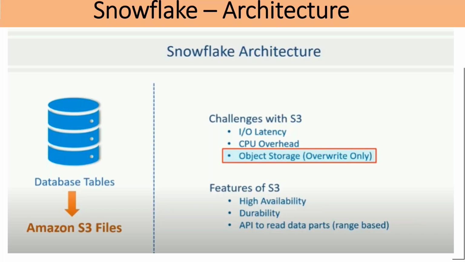And the same way you can do that in S3 buckets or any blob storages. There are APIs to read partial data from the files. Okay. So these are the challenges: whenever you make any modification, it has to be a new file. The old file has to be replaced. The advantages are high availability, durability, and you can read partial data of the file.